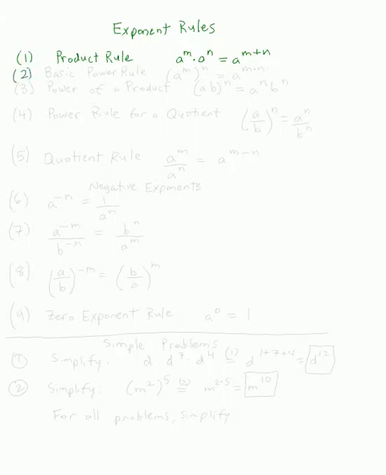Okay, second rule. This one we call the basic power rule. Now, depending on the book you use or the software you use, these rules might have different names. So the rule names aren't as important. You just know how to use the rules. That's the important thing. So the second rule, the basic power rule, says anytime that you have a power and you raise it to another power, you end up with the product of the two powers. A to the m times n.